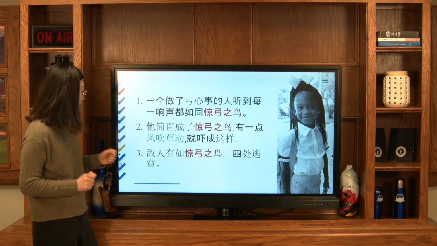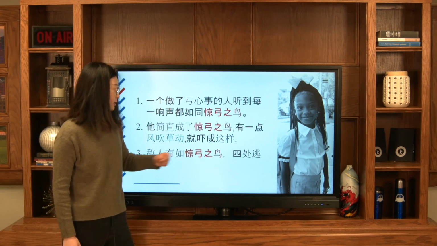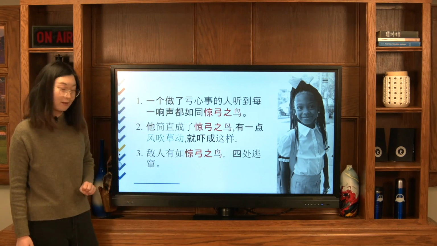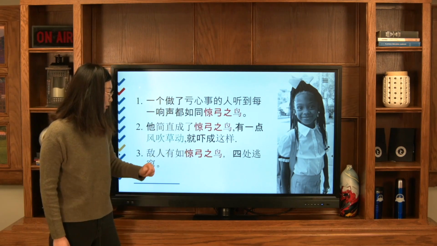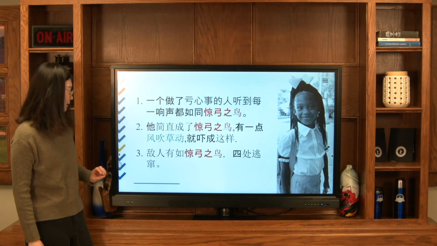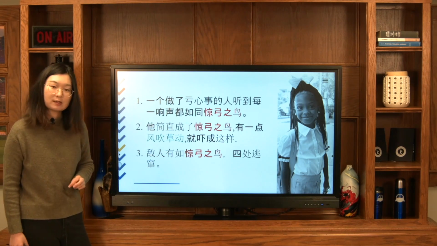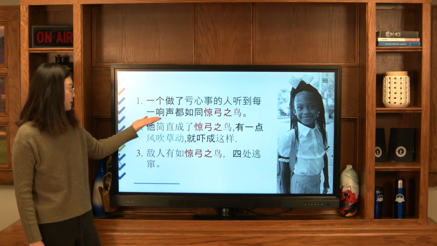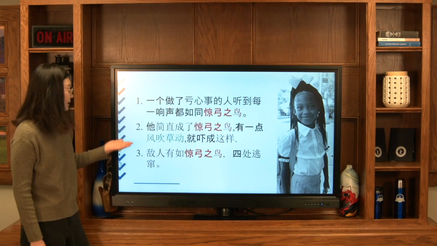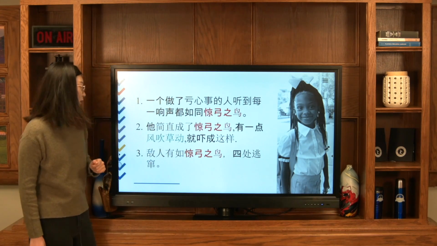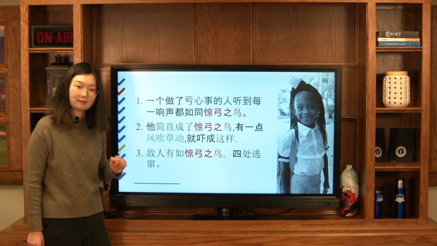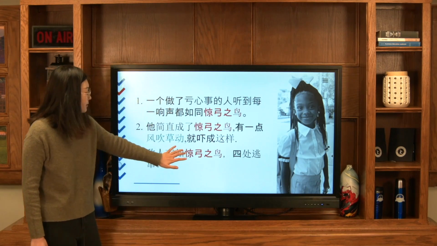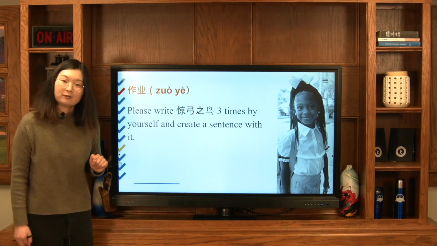Third: 敌人有如惊弓之鸟，四处逃窜. So in a war, the enemy is like the frightened bird, running away all over the place. Okay, those are some examples of how you use 惊弓之鸟.